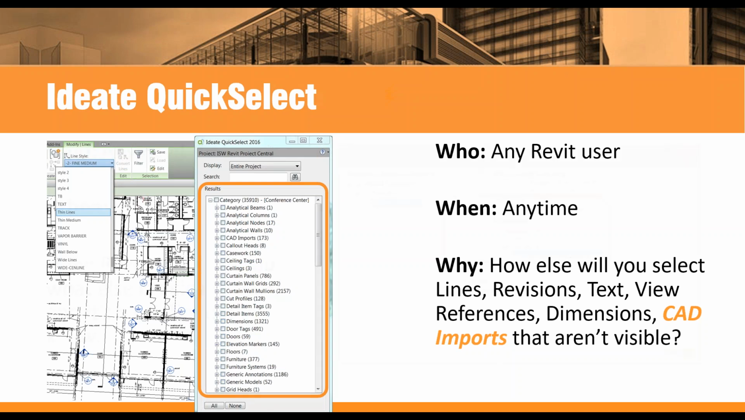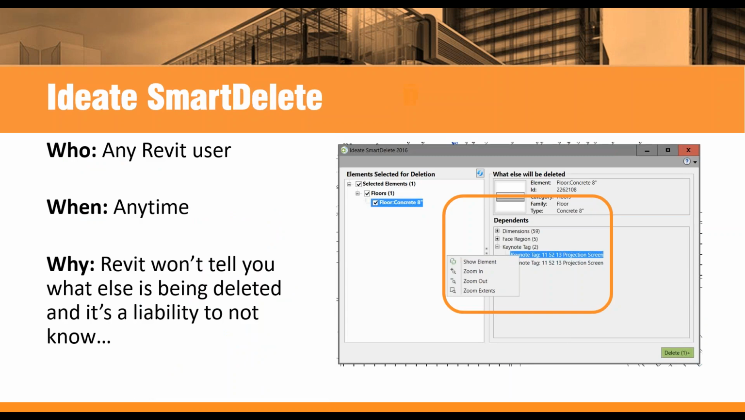Another great program that we have as part of the IdeateApps portfolio is a program called SmartDelete. And the great thing about that is if you go to delete an element, you probably sometimes are wondering, hey, if I delete this element, what else would be deleted as a result of deleting that element? I'm sure we've all deleted a level before in Revit, and you come to find out you're deleting the whole project, and Revit doesn't tell you what will be deleted if you delete a level. Now, Revit 2019 does, but prior versions do not do that.